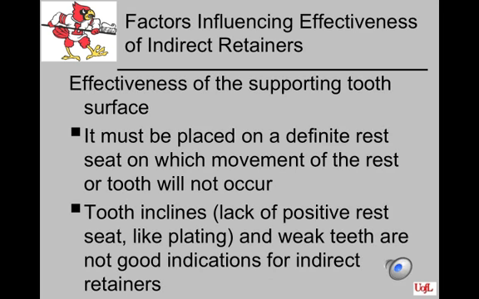The effectiveness of the supporting tooth surface influences the effectiveness of indirect retainers. The indirect retainer must be placed on a definite rest seat on which movement of the rest or the tooth will not occur. Plating on teeth on the inclines where you have a lack of a positive rest seat are not indirect retainers. Also, weak teeth or periodontally compromised teeth are not good indications for indirect retainers.